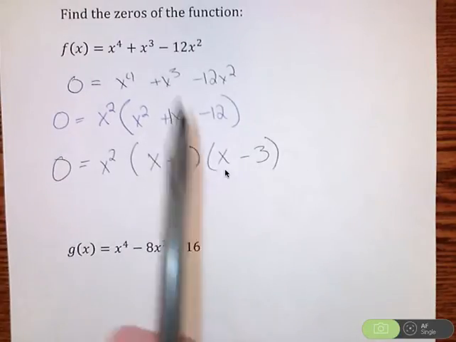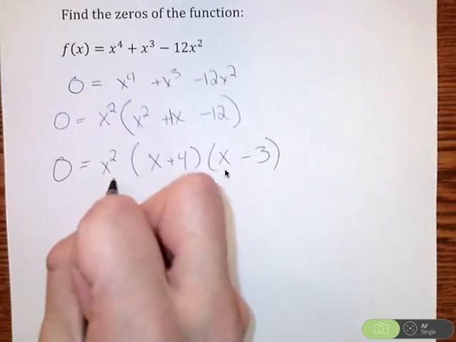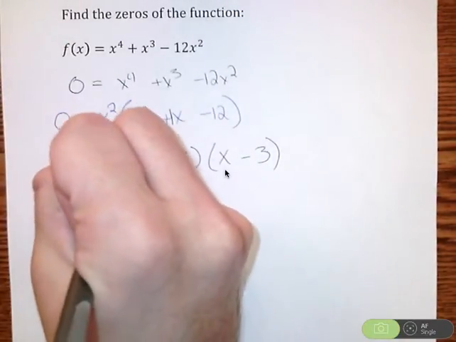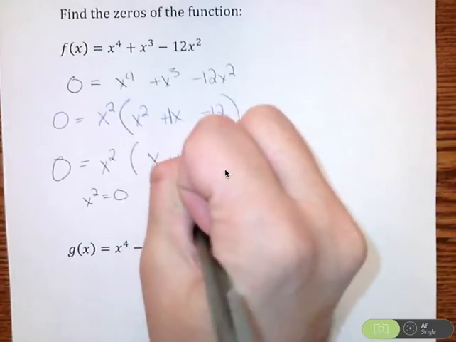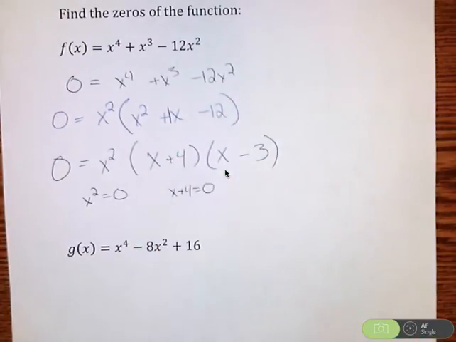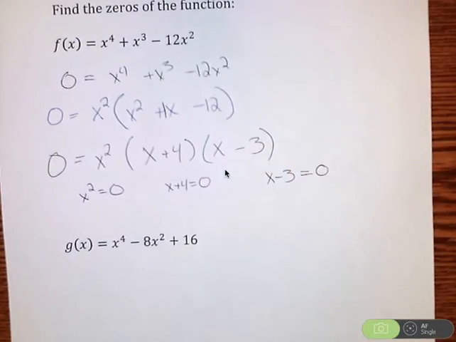Once it's factored, if you ever want to find the zeros of something, you're going to take every single factor, set it equal to 0, and solve. So one of my factors is x squared, so I'm going to have x squared equal to 0. One of my factors is x plus 4, so x plus 4 is equal to 0. And x minus 3 is equal to 0. So I need to solve each of these to figure out my zeros.